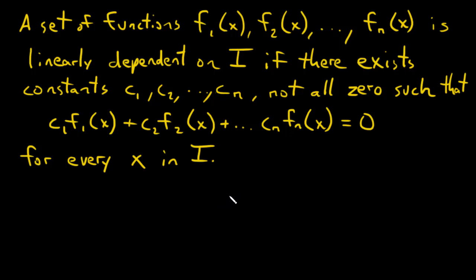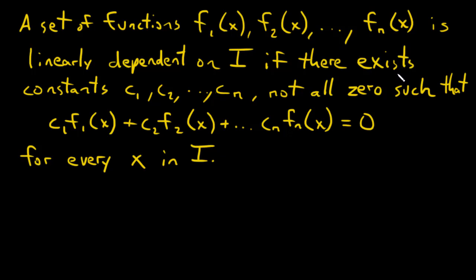Now, what on earth does this mean? Well, this is actually a pretty big statement right here. So this says if I have a set of functions and I can take constants, C1, C2, Cn, multiply the functions by these constants and wind up with a 0 over here for every x in I, then these functions are linearly dependent.